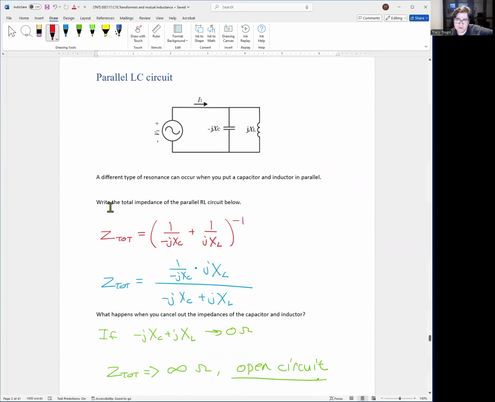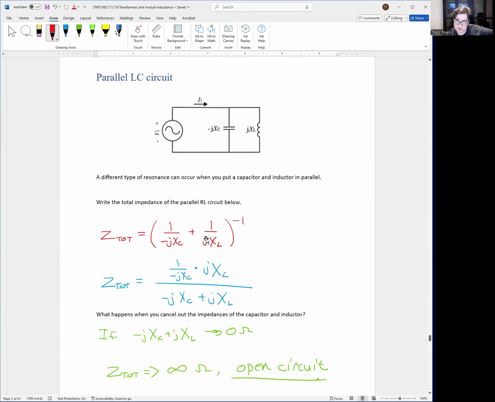So what's happening here? Well, first off, what is the total impedance of two devices in parallel? Our Z total is going to be 1 divided by the impedance of the capacitor, so it's 1 divided by negative jXC, plus 1 divided by jXL. Then you take the inverse of all this put together, right? This is your generic parallel impedance formula for adding two impedances in parallel.